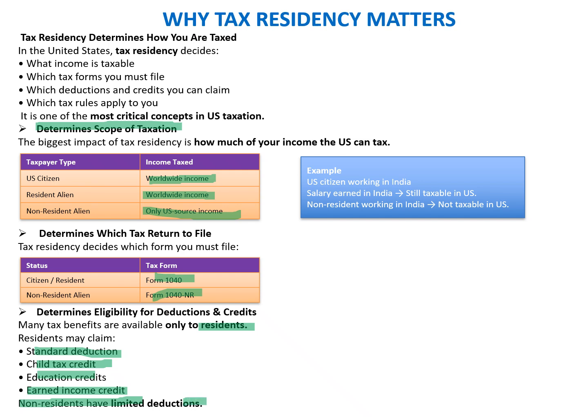So as an example, US citizen working in India. What does this mean here? It means that a person who is a US citizen but is working in India, the salary earned in India is still taxable in the US because he is a US citizen, and hence he has to pay taxes on the worldwide income.